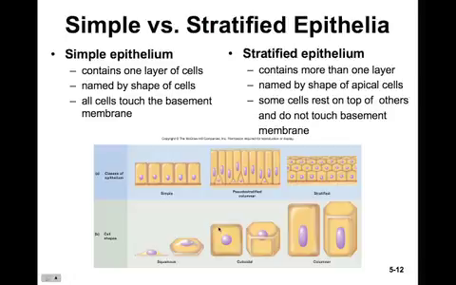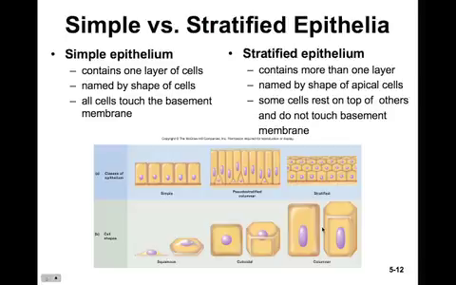So now let's take a look at simple versus stratified epithelia. Simple epithelium contains only one layer of cells. They're named by their shape, and all cells touch the basement membrane. Here's simple epithelium. We can have either simple squamous, which are flat cells, simple cuboidal, which are cuboid cells, and simple columnar, which are more rectangular cells.